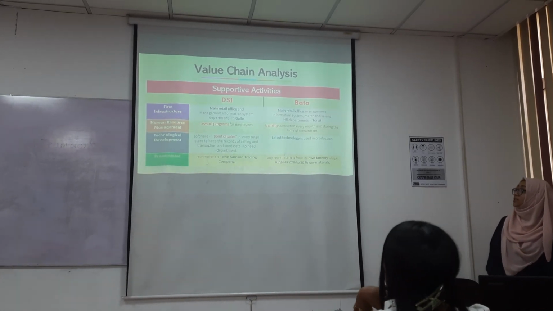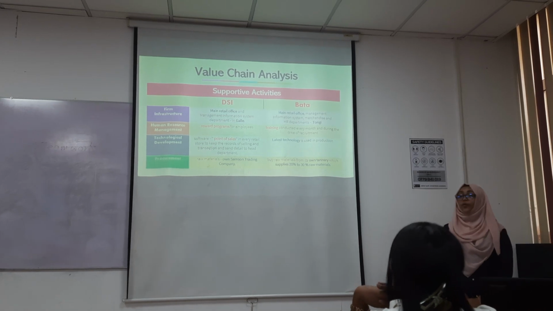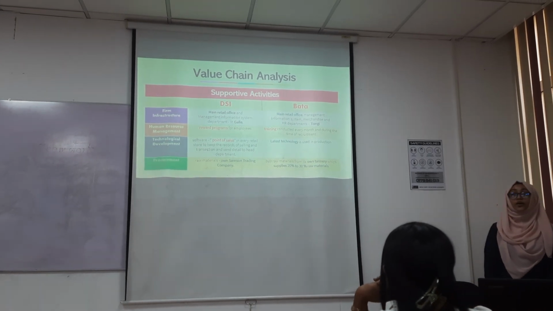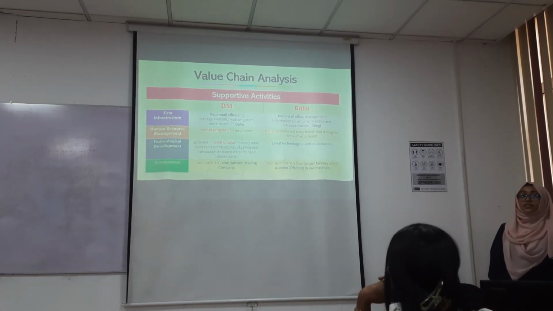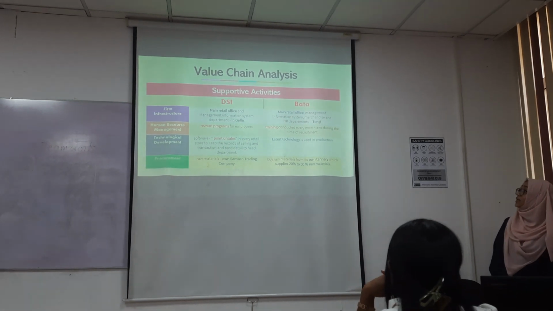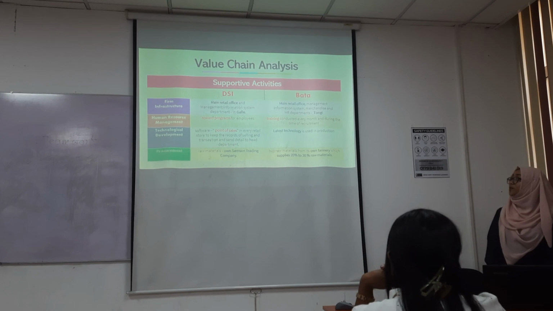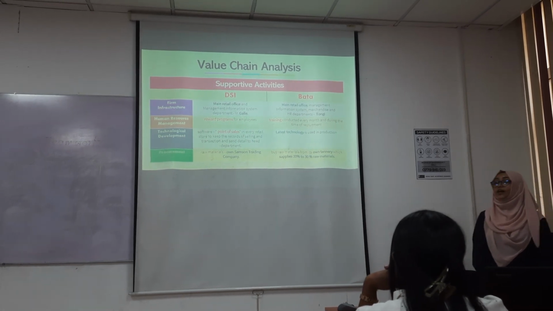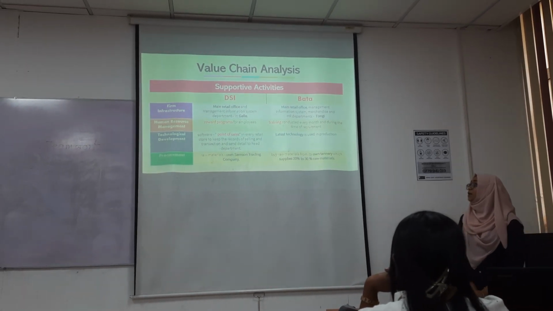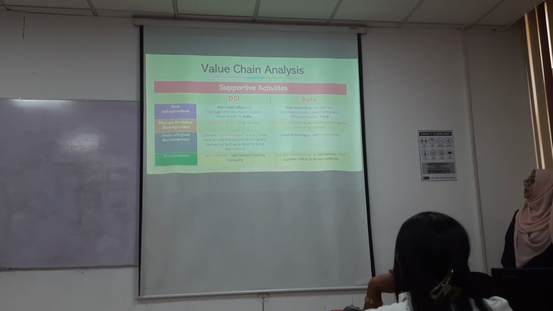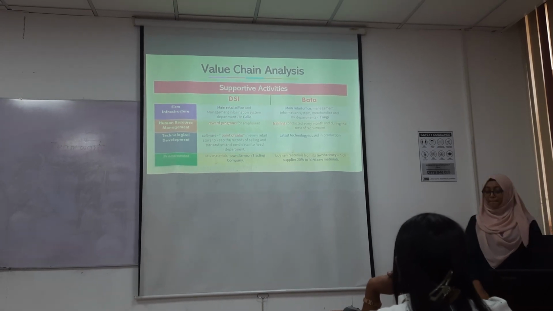Next, moving on to technological development, DSI has something called the point of sales, where they record the amount of sales being done. And Bata uses the latest technology. And when it comes to procurement, they use the raw material which is available in their own Samsung trading company, while Bata gets the supplies from their own tannery.